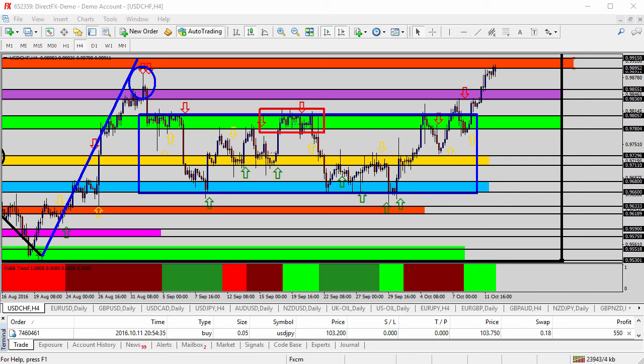In just a moment, we'll be taking a look at the AUDUSD, the Australian dollar versus the US dollar for today's trade analysis. But first, a recap of a couple of the suggestions made over the past few days.